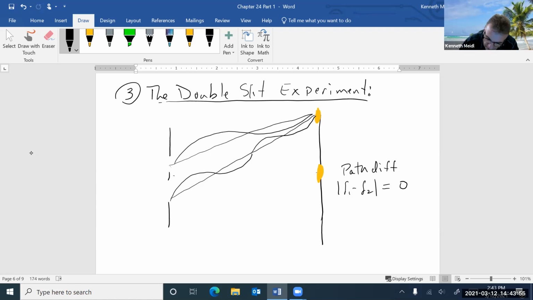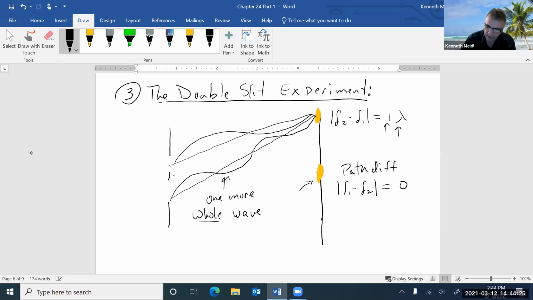So in this spot right here, both paths have exactly the same amount of waves. The next bright spot is holding one more wave, right? This has one more. The key is whole wave. If it has one more whole wave, then the path difference, the difference of those two paths, is one whole wave, right? One wavelength. And that's what the picture shows.